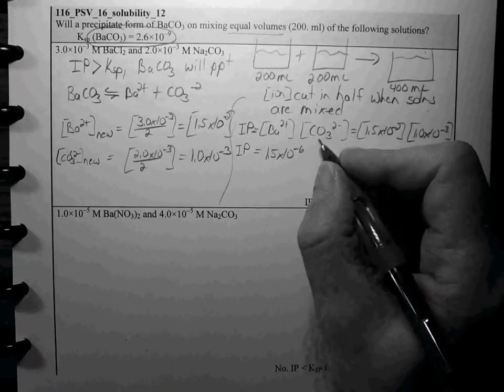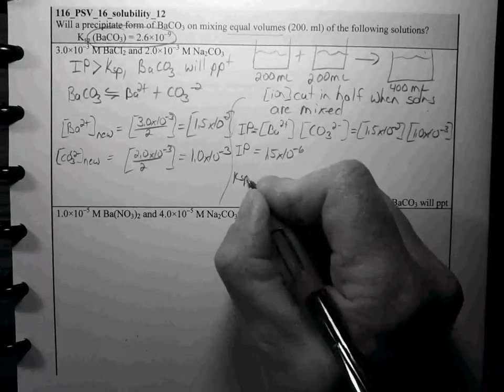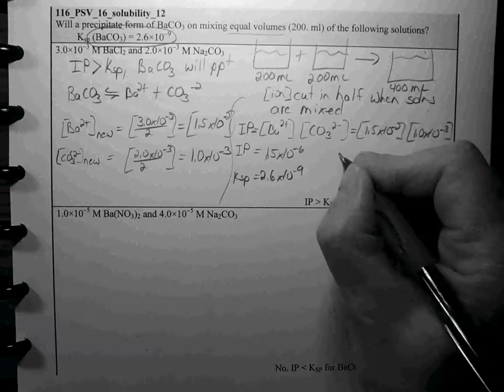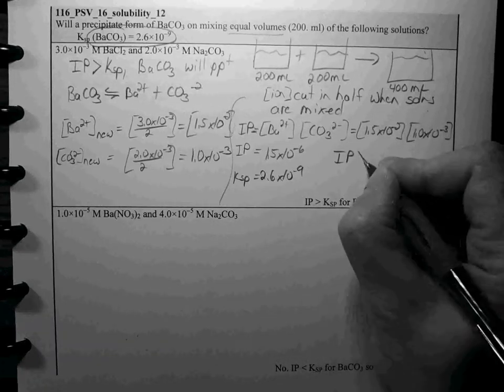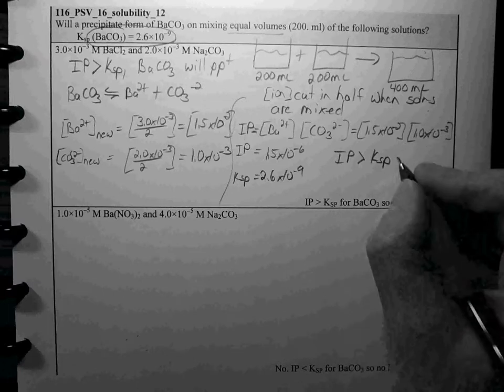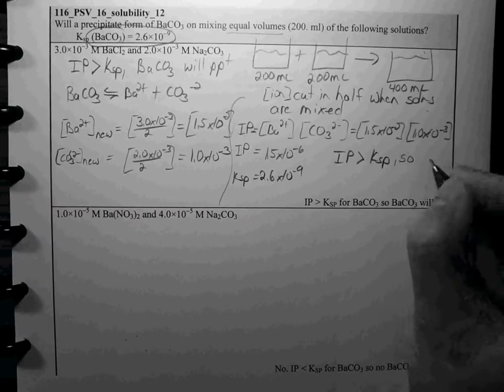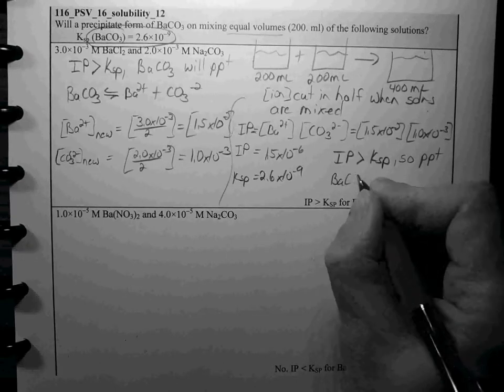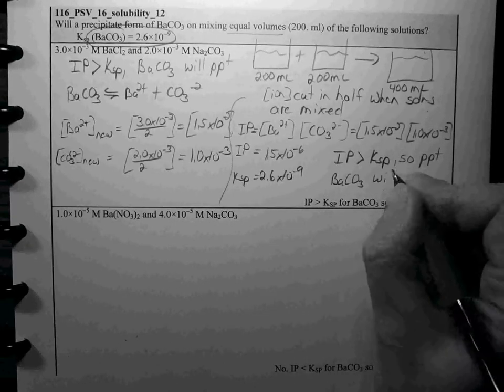And if we compare it to KSP, which is 2.6 times 10 to the minus 9, we find that IP is greater than KSP. So the precipitate of barium carbonate will form.